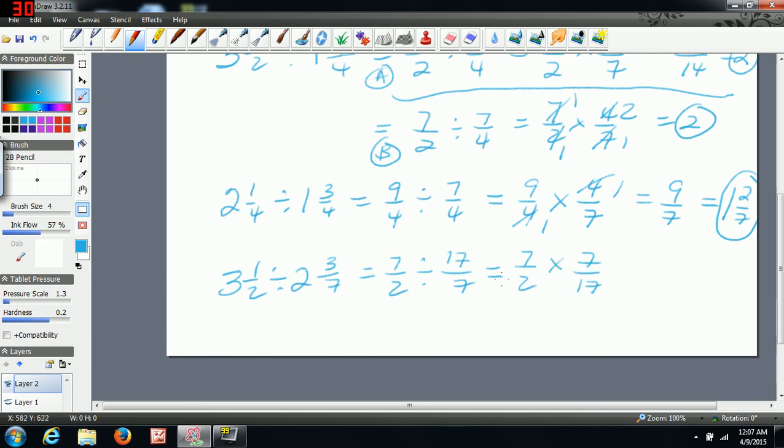Then at this point, nothing can be canceled out, so I would go ahead and multiply the top and the bottom numbers. Now we get 49 over 34. Then 34 goes into 49 once, 15 remaining over 34. Okay, so that's how you would solve that example. So just a quick lesson on how to divide fractions.